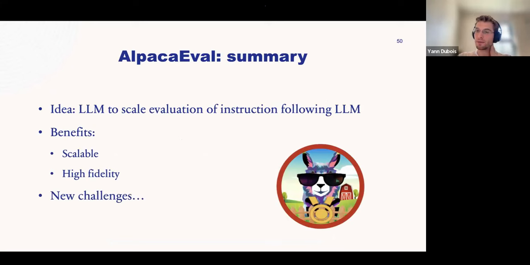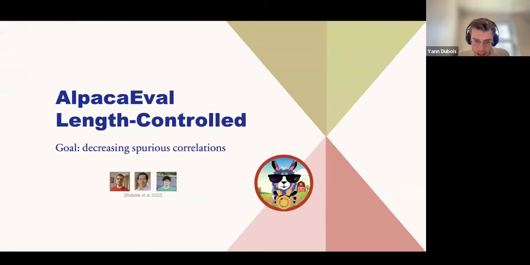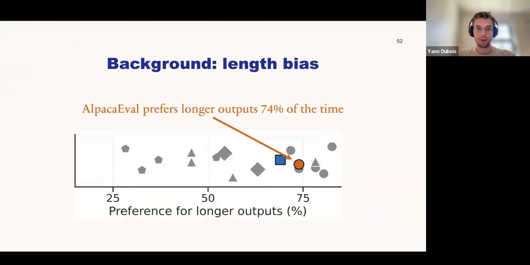I want to talk about some challenges about this entire pipeline that we had or that we still have. So I'll talk about AlpacaEval length control, which is the next version of AlpacaEval, and what was the goal there, and what was the issue that we initially faced. So the issue was about decreasing spurious correlation. We talked briefly about spurious correlations before.